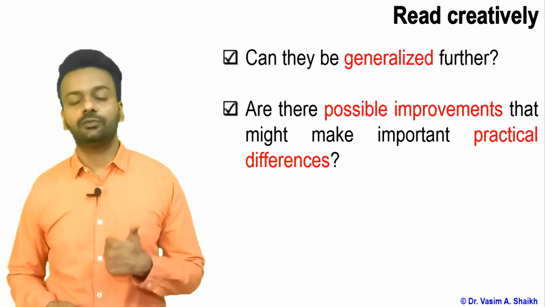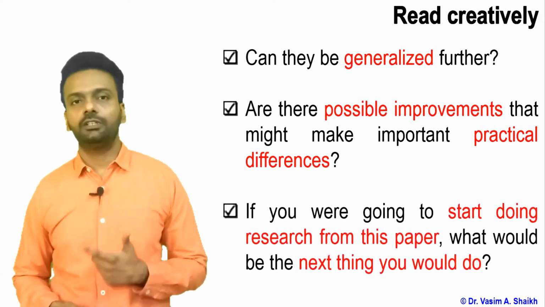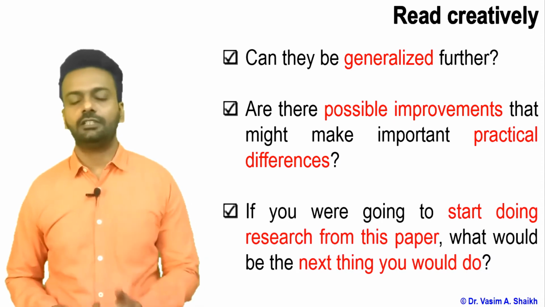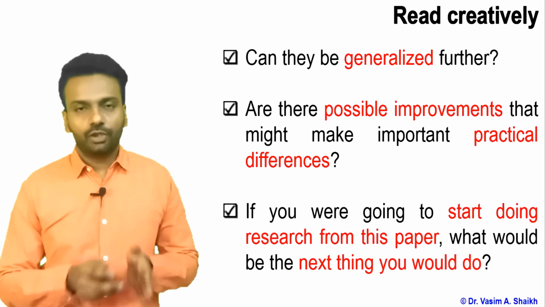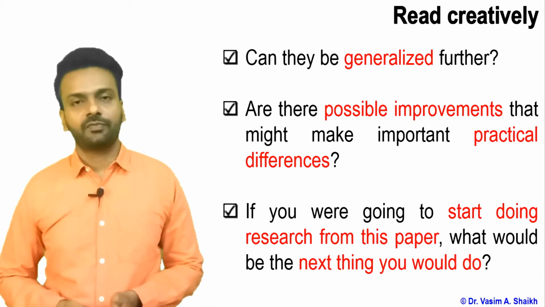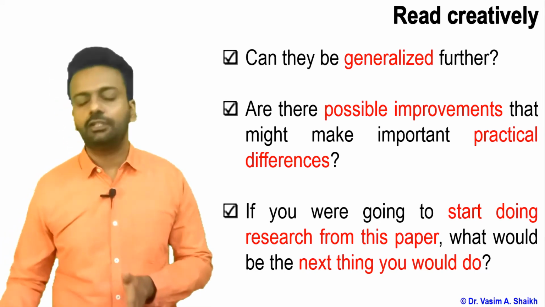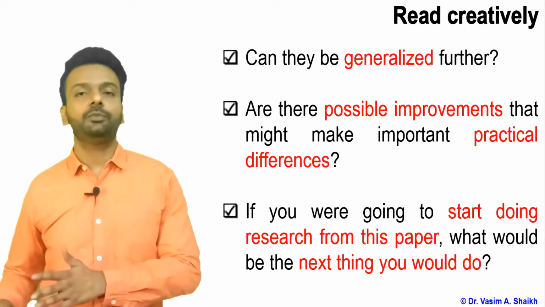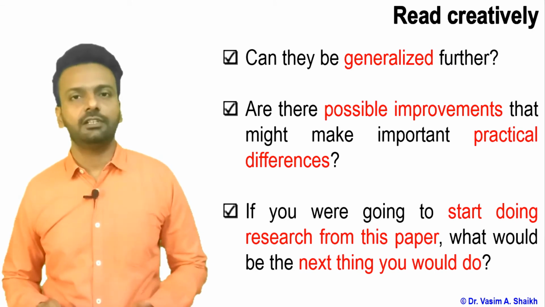You can think of that in terms of creativity of the paper. If you are going to start doing research from this paper, what would be the next thing you want to do? That is how you think creatively. Someone might have stopped the research work at point A, and you want to go from that particular point. Then what is the next thing you want to do to go from point A to point B? That is how you think about reading the paper creatively.